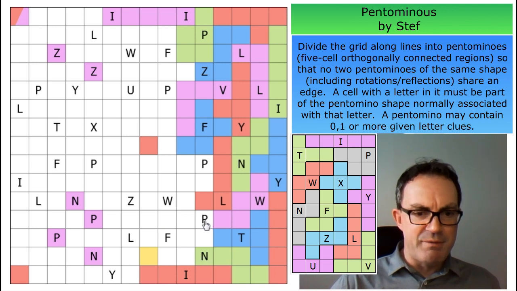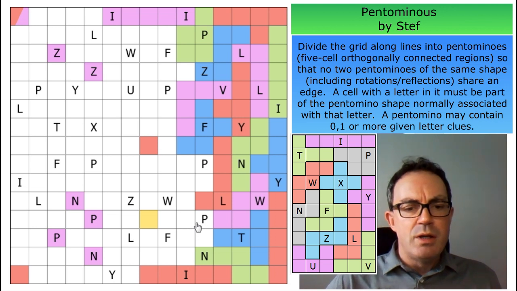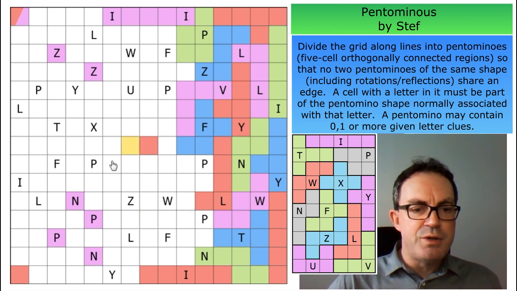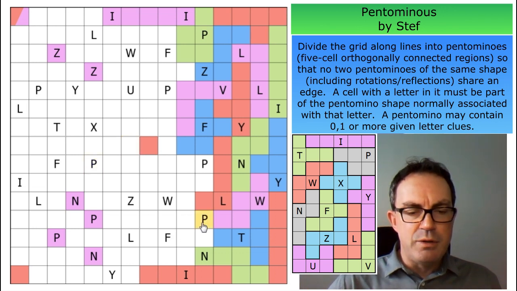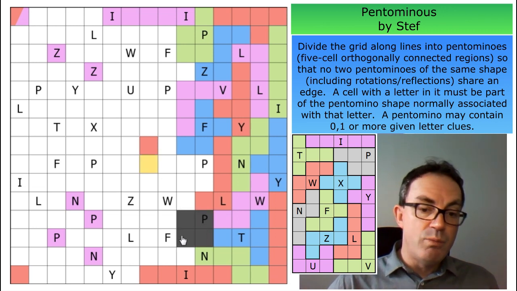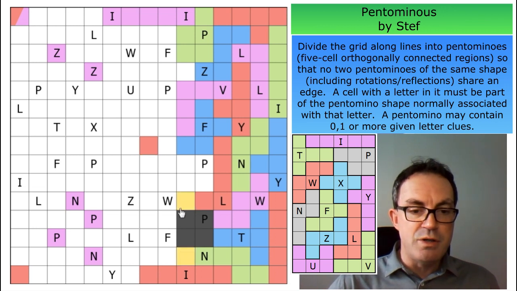Oh, this P must be very impossible. A P always has a 2x2 region and then a sticky out cell. Now here you can see it's not possible for this to be the sticky out cell, because we can't connect it to a 2x2 region without interfering with the F. So that's got to be the 2x2 region. But what that means is we haven't got a Scooby-Doo where the sticky out piece goes.